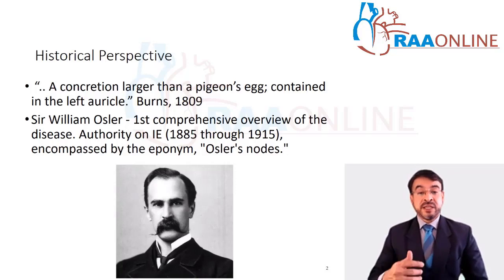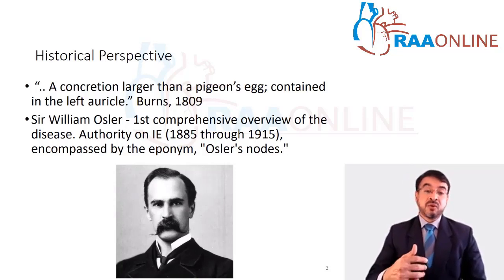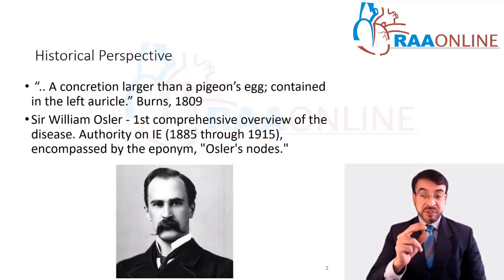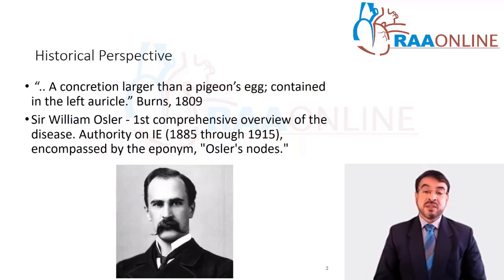And later, in 1809, it was Burns who first observed vegetations. He described vegetations as a concretion. Concretion means a swelling or a hard part like a stone, which is larger than a pigeon's egg and contained in the left auricle. So, very interesting. What is the size of a pigeon's egg? About 200 years ago, he described it as larger than a pigeon's egg.